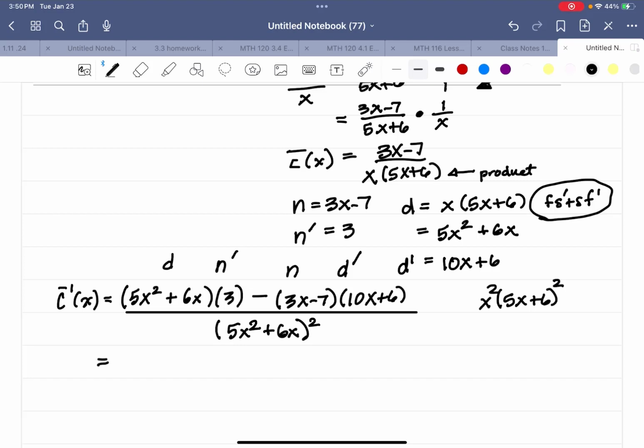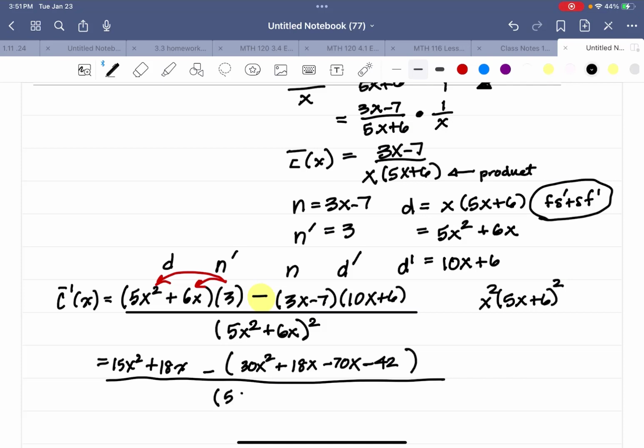All right, so now I'm going to distribute the 3 backwards to get 15x squared plus 18x minus. I'm going to fold this first and then apply the minus, otherwise I'm going to miss a sign. So fold it first: 30x squared is first, 18x is outside, minus 70x is inside, minus 42. All of that is still over 5x squared plus 6x, all squared.